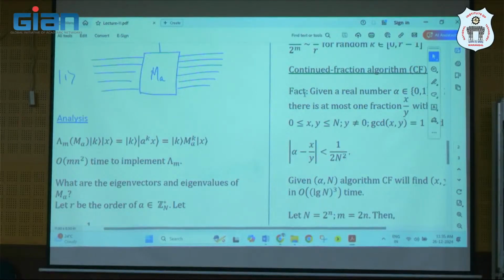Yes? N square is to multiply. Each time we are multiplying, that is n square. This is represented using n bits. A is represented using small n bits. Okay? No, not clear. What is not clear?